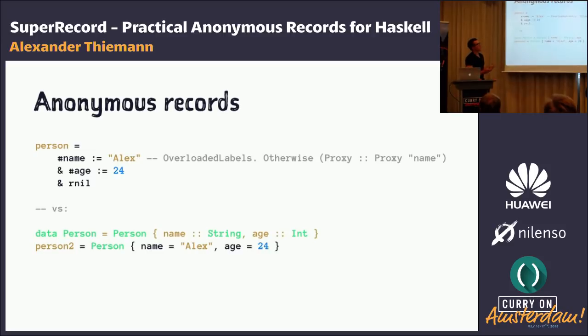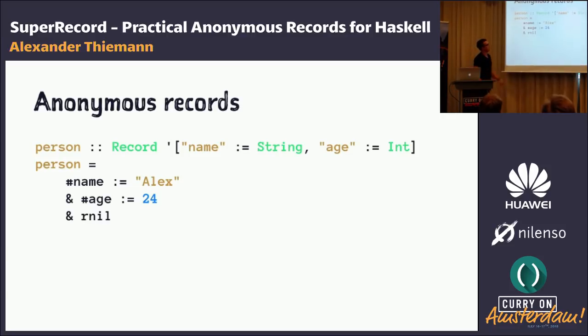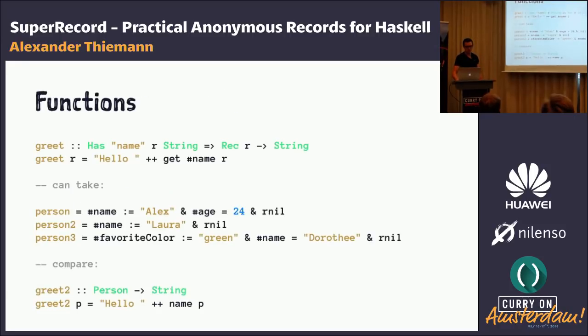And we can make this quite ergonomic, actually, because with the new overloaded labels, which we'll see a little bit later, instead of having to reflect things on type level, we can use this hash name syntax here to bring the label name onto the type level. So what's the type of person now? Well, the type of person now is Record, and then we have a type level list that tells us the name symbol is mapped to a string, and the age symbol is mapped to an int, right? And that's the type of this person thing. And now we can go ahead and write functions.